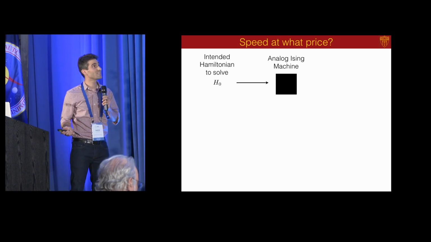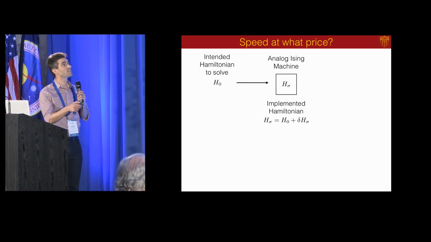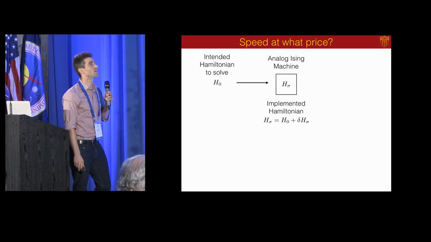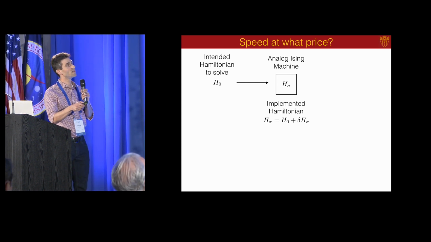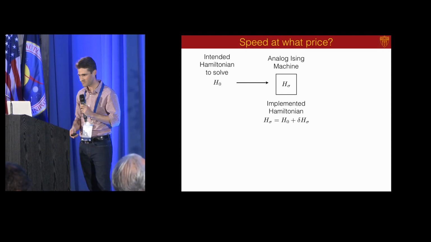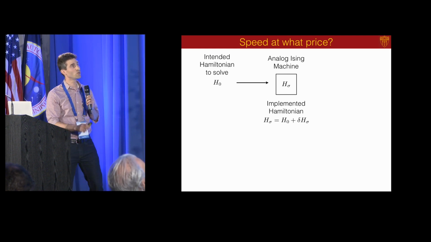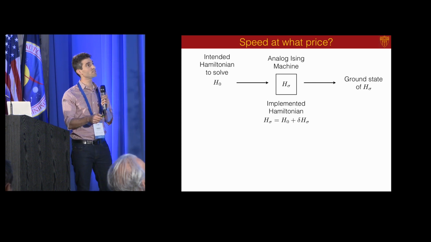But let's say that you could peek into the box. What you would see is that it actually implemented not H0, but some Hamiltonian, which I'll designate by H sigma, right? And H sigma is some distortion of your intended Hamiltonian. And here the distortion is delta H sigma. Now let's say that besides this error, your device is ideal, and it actually then spits out to you the ground state of H sigma.